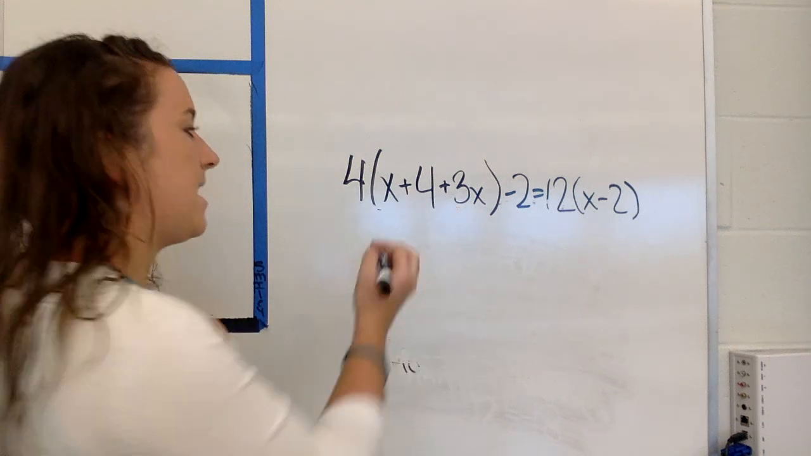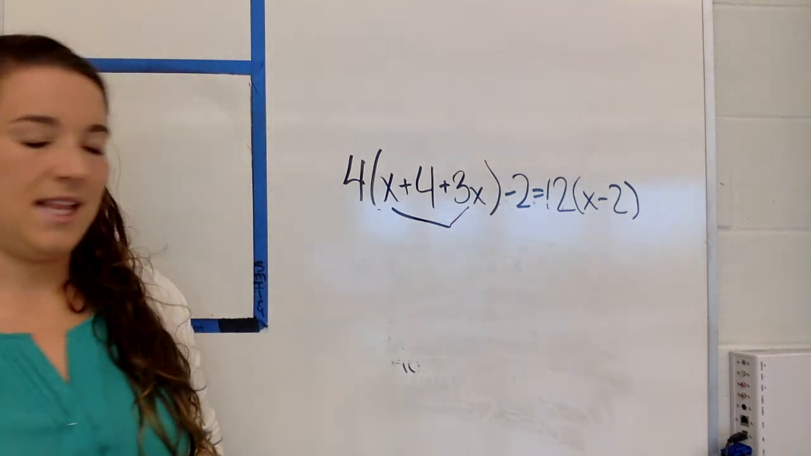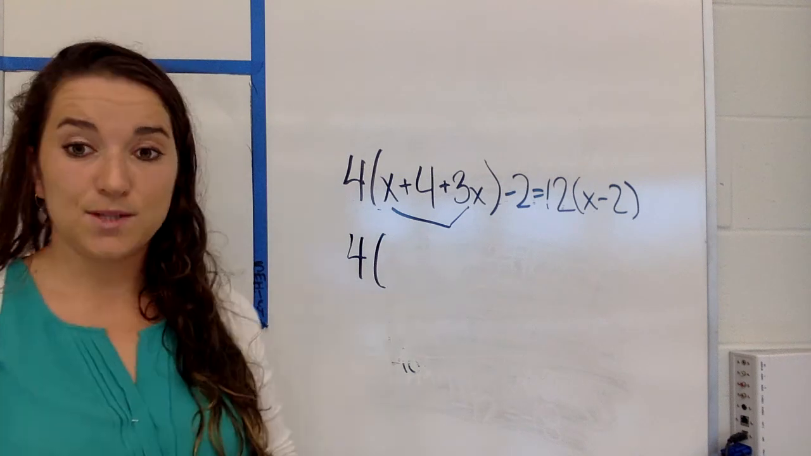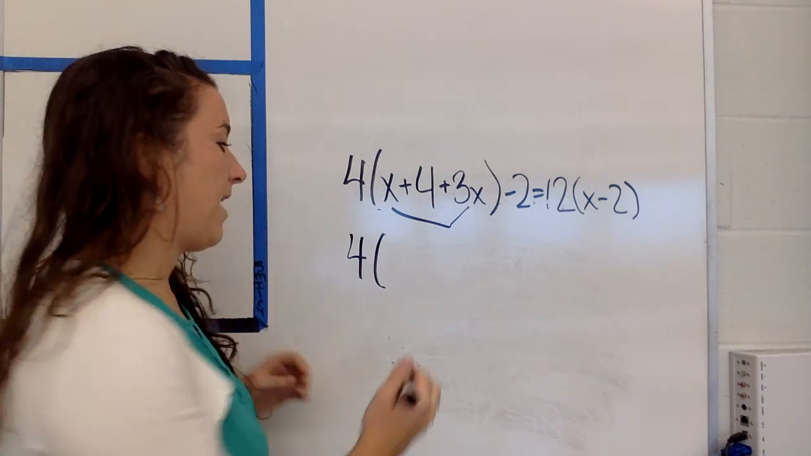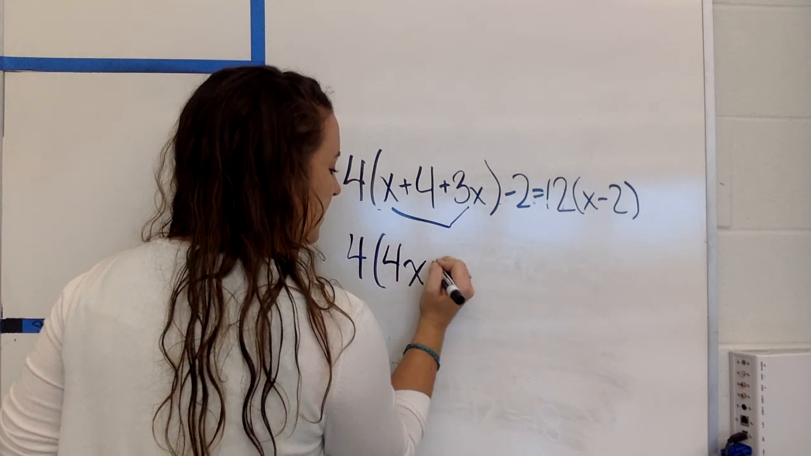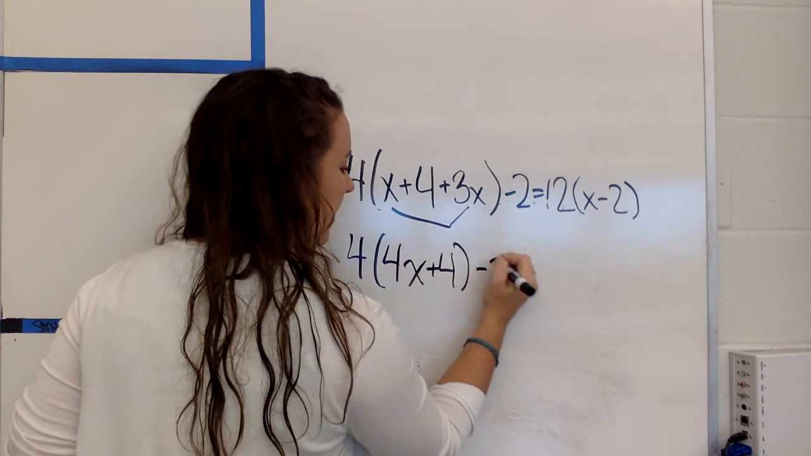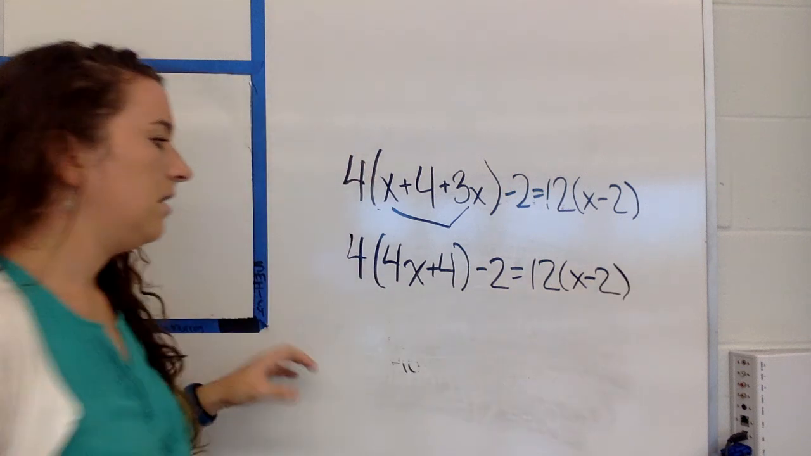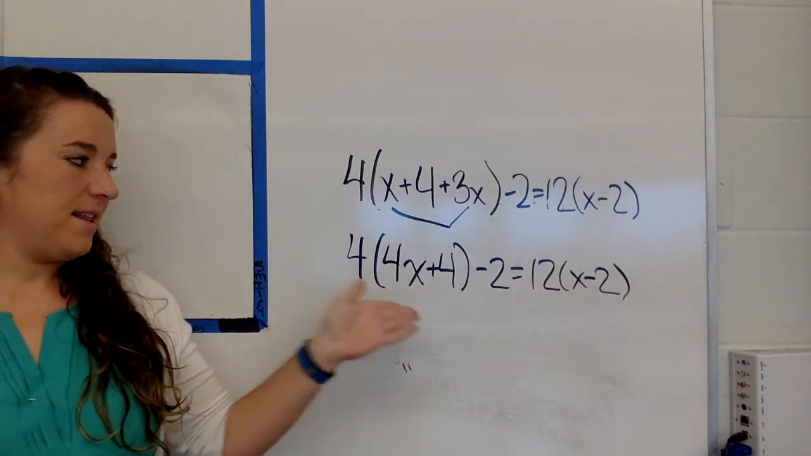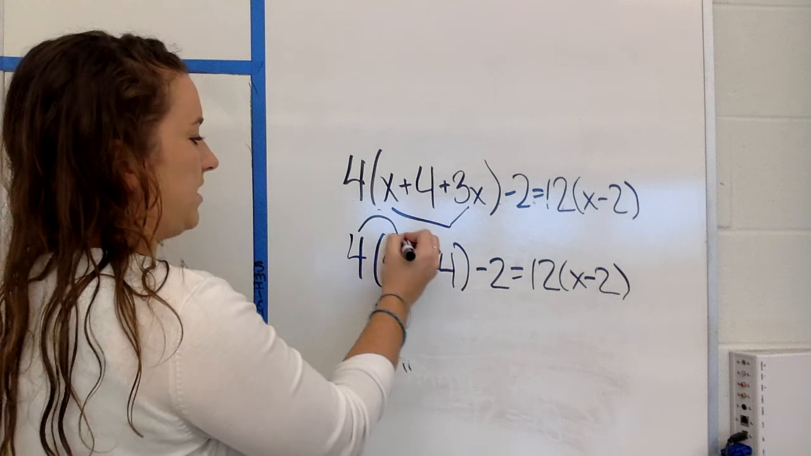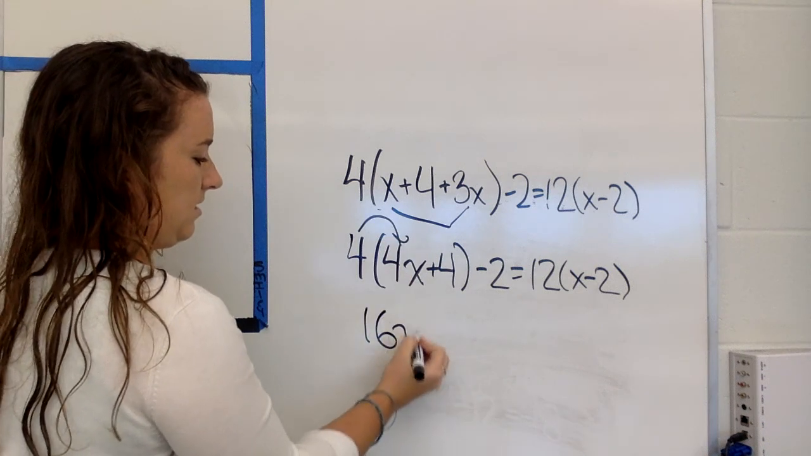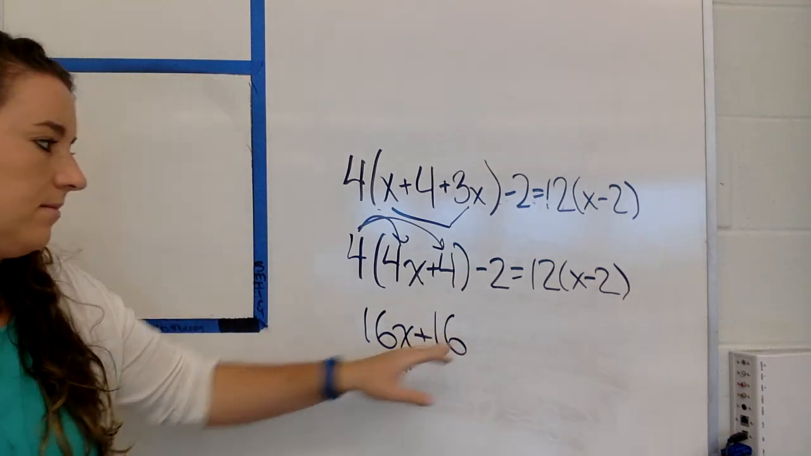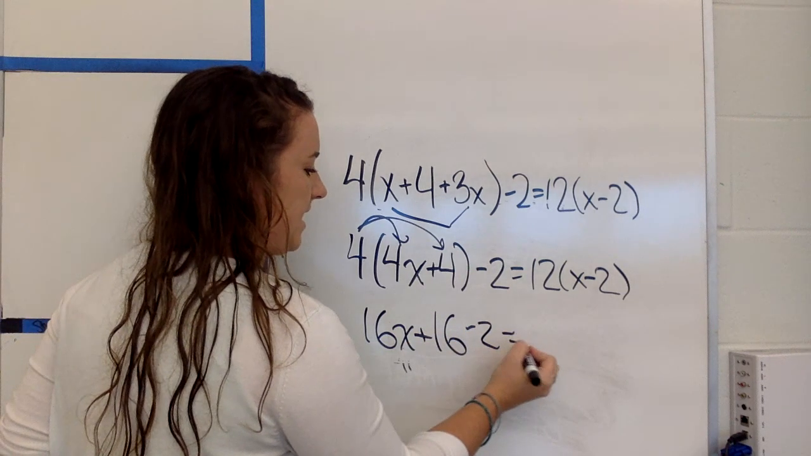I can combine my 2 like terms. So now if I combine my x and my 3x, what will I end up with? 4x. I'll end up with 4x plus 4, and everything else has stayed the same. Now that I've simplified inside the parentheses, I can distribute. So I'll do 4 times 4x, keep my sign, and then 4 times 4, which is 16. Keep the rest of the equation exactly the same.